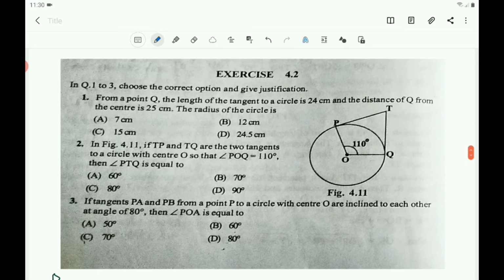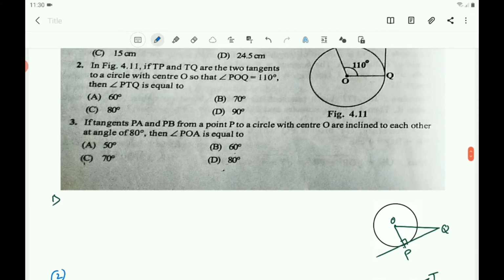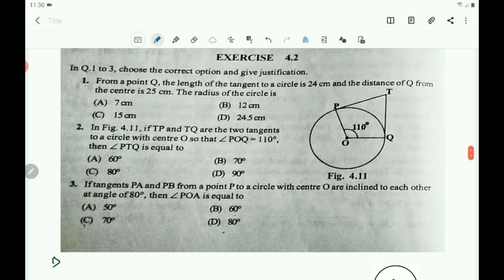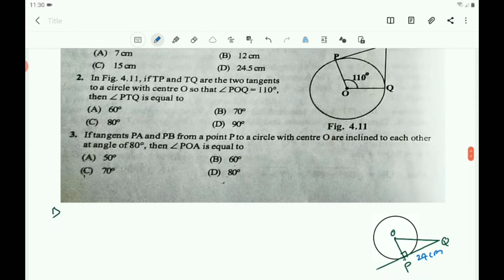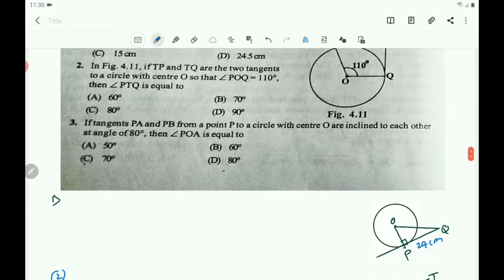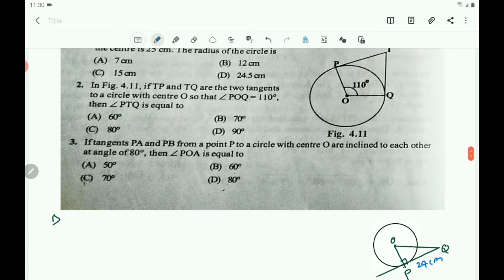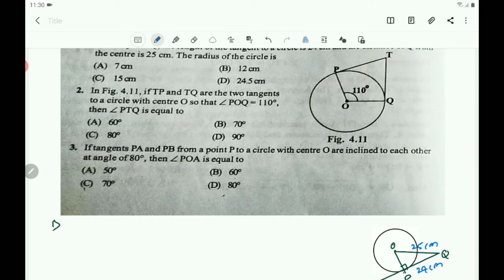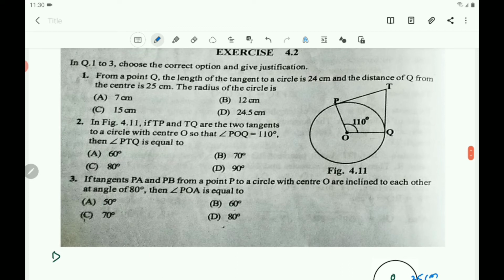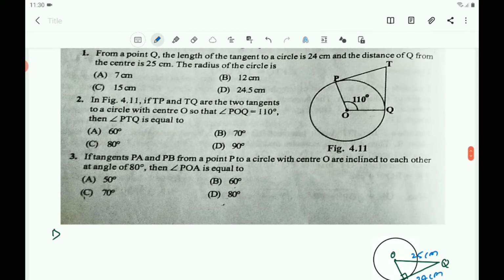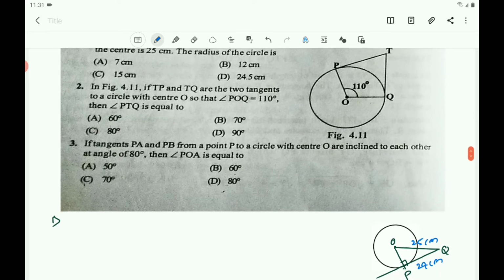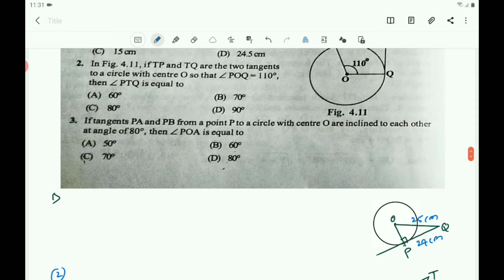The length of the tangent to a circle is 24 centimeter. Here QP is a tangent, its length is 24 centimeter. And the distance of Q from the center, that is OQ, is how much? 25 centimeter. OQ equals 25 centimeter. What we have to find out? Find the radius of the circle. The options are 7 centimeter, 12 centimeter, 15 centimeter and 24.5 centimeter.